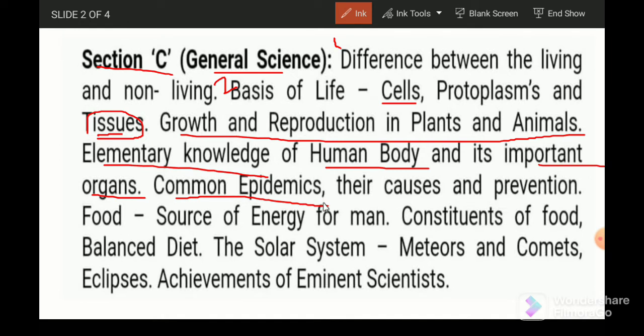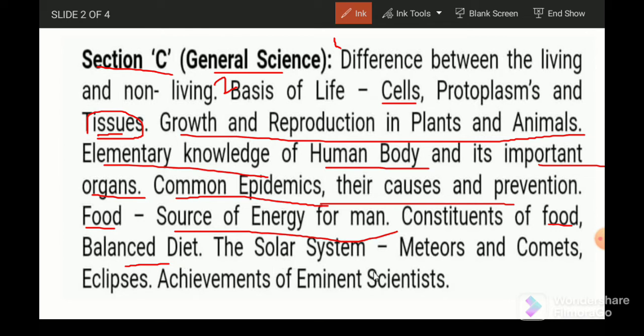Okay, so this is a topic like disaster management kind of thing. Then source of energy for man. Okay, so this is a topic related to this only. Then the next topic is constituents of food and a balanced diet. So what are the main constituents of food? We're going to study the main constituents of food, like the carbohydrates, the fats, the lipids and all. Then the balanced diet, what we had learned up till class 10, we're going to discuss once again.